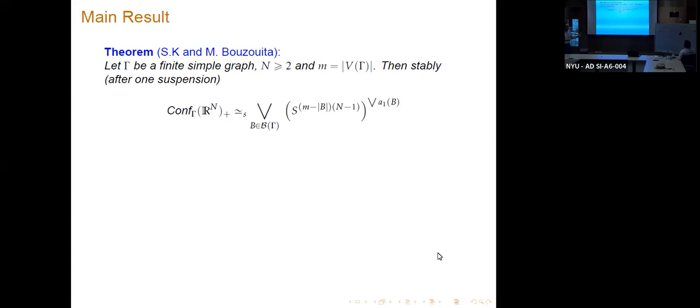Okay, so start with a finite simple graph, and M is the number of vertices. Then, stably after one suspension, that configuration space splits into a wedge of spheres of very explicit dimensions. So the homology is torsion free, and everything is nice. This recovers all results known about configuration spaces, which I'm going to go through: cyclic configuration spaces studied by Farber, usual configuration spaces, graph configuration spaces. We'll go through this.